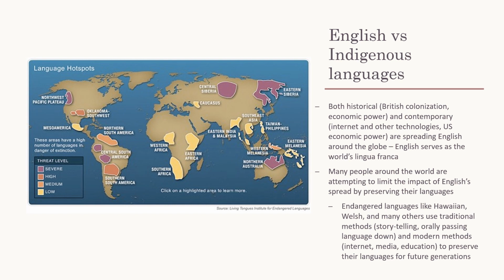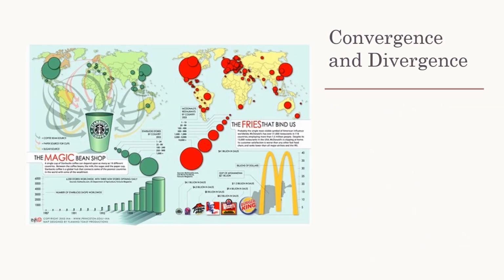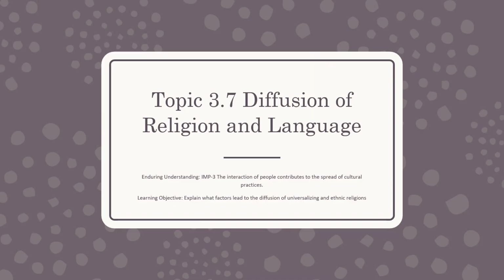But they're also kind of taking advantage of the spread of internet and new technologies to, you know, put dictionaries online, to record videos of people speaking the language, to create media, songs, poetry, right, literature in that form and post it online. They're also educating people in order to preserve their language for future generations so that it doesn't die out. And so when we think about that idea of globalization and technology, topic 3.7, diffusion of religion and language.